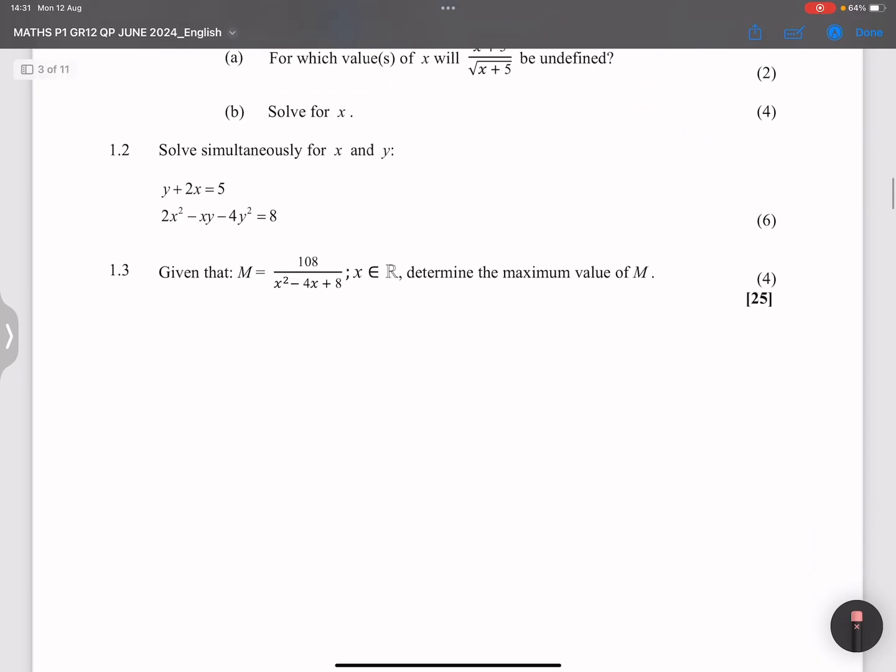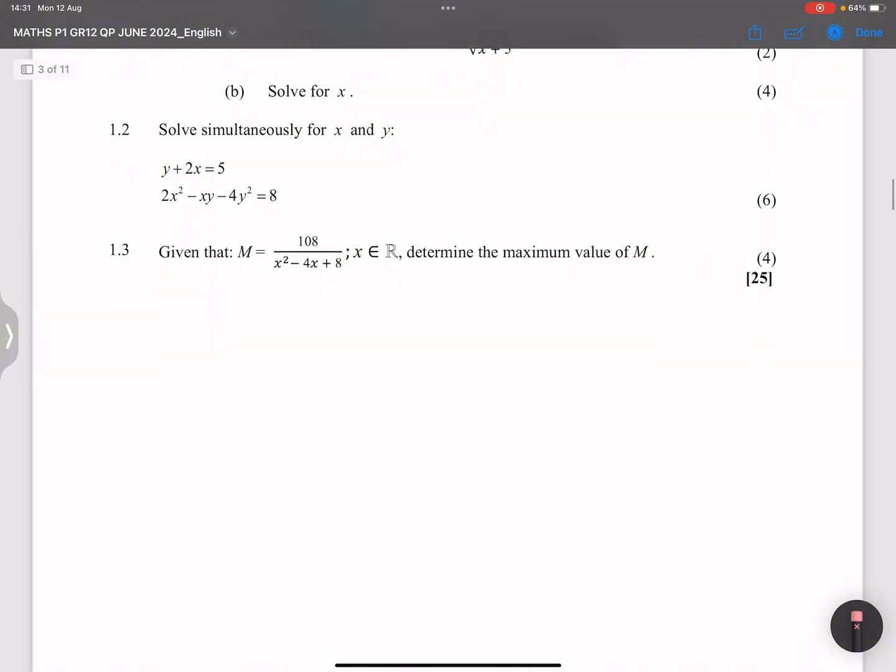So we are looking at solving simultaneous equations. We've got y plus 2x equal to 5, let's call that our equation 1. And we've got 2x squared minus xy minus 4y squared equal to 8, let's call that our equation 2.